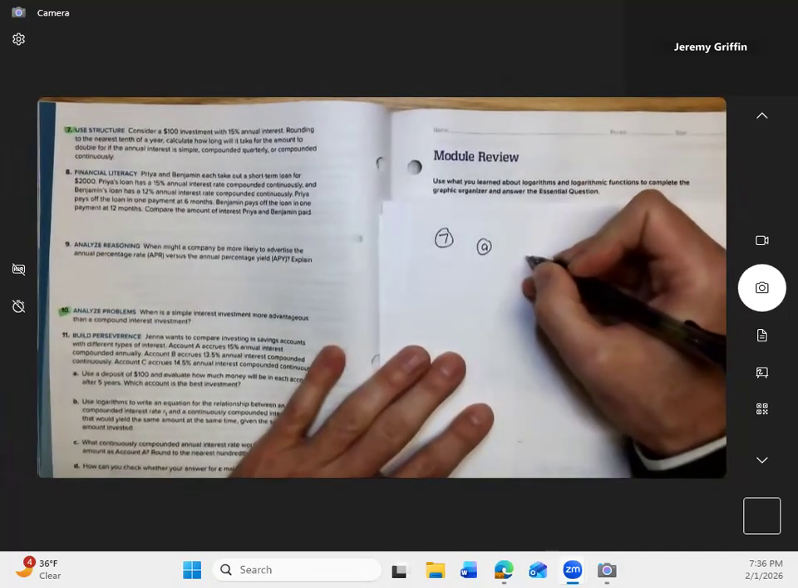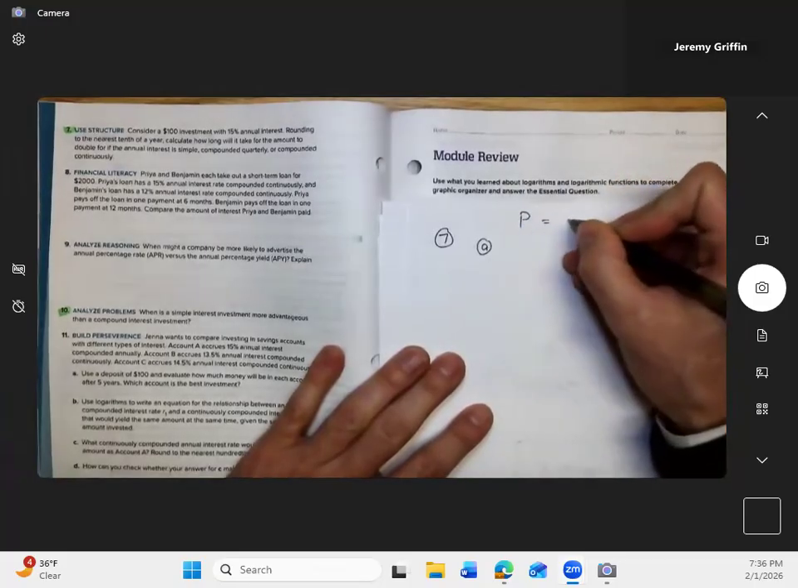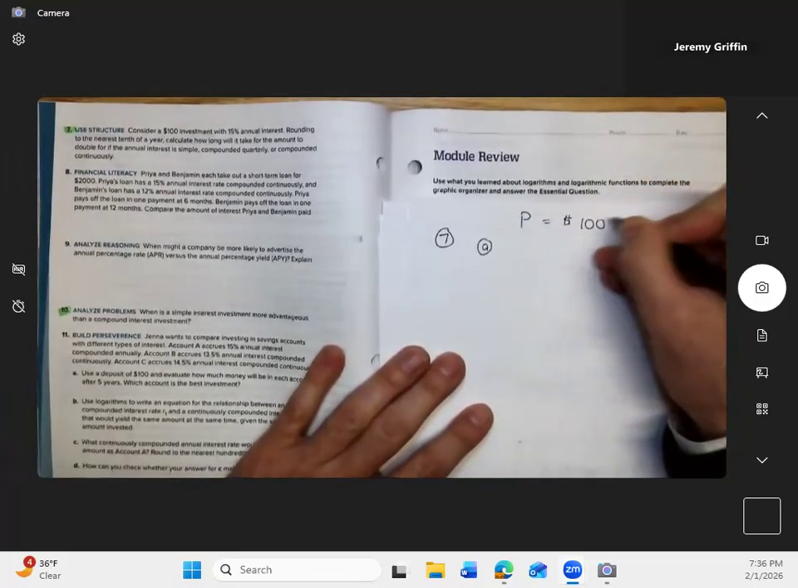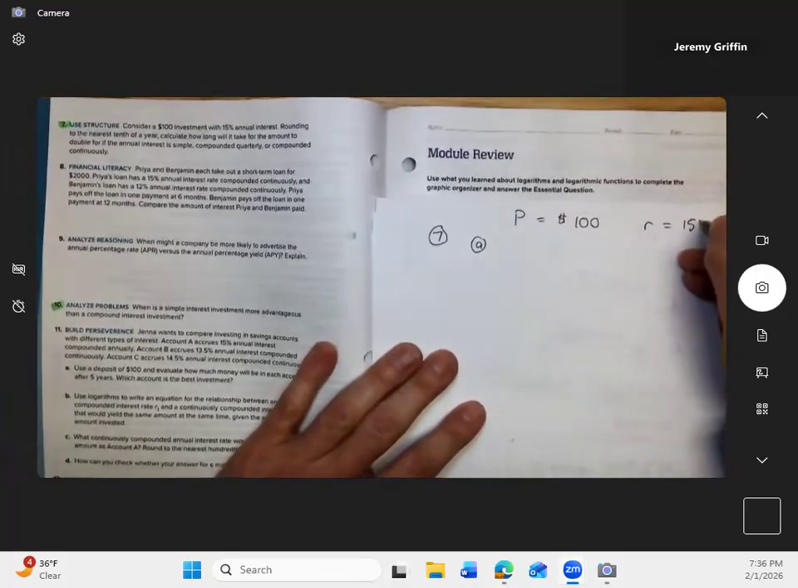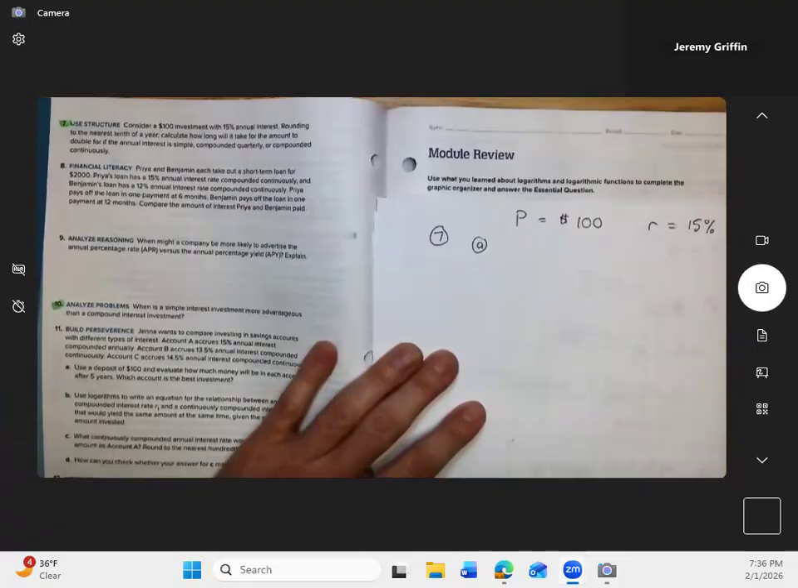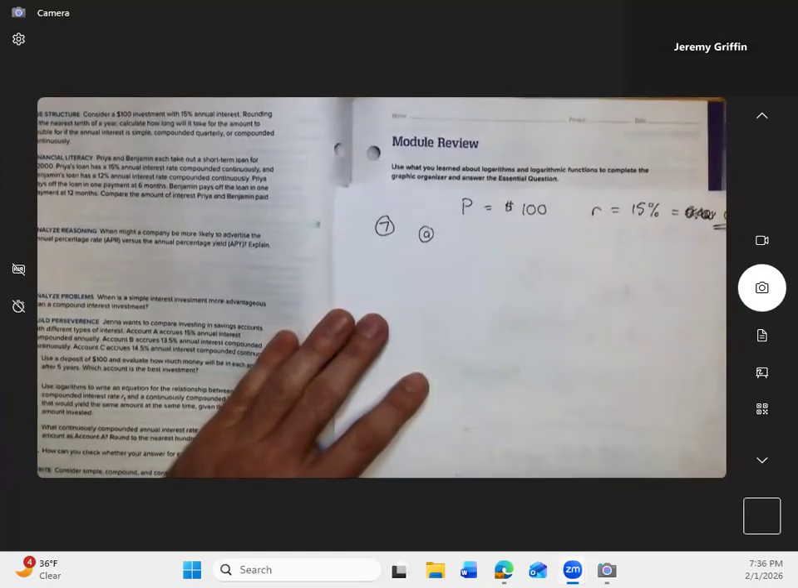So let's have here, I should give you guys this. The principal is $100, which doesn't really matter anyway. The interest rate is 15%, which we're actually going to type as 0.15. There you go, that looks better for the interest rate. And we want this to double.